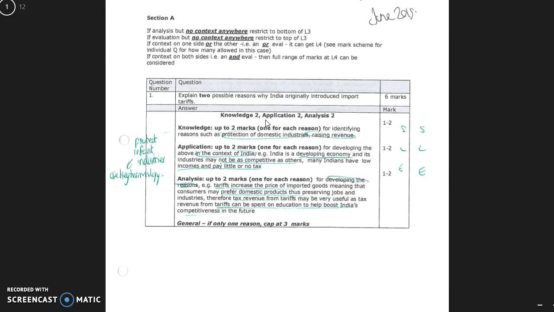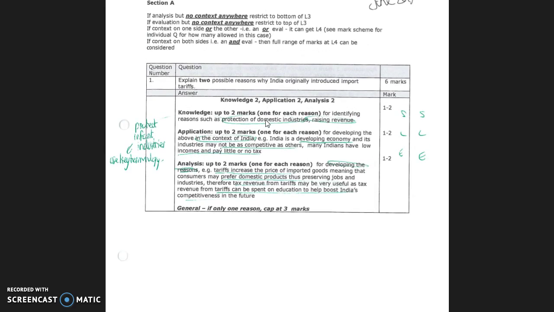Question 1, quite well done, but quite a lot of people lost marks for linking. It was why India, reasons why India originally introduced import tariffs. You should know the Indian economy, independence in 1949, I think, or 1947, and they took the protectionist stance. Why did they take that stance? They're trying to protect their infant industries and allow them to grow and flourish. That's why they're such a sustainable economy now.